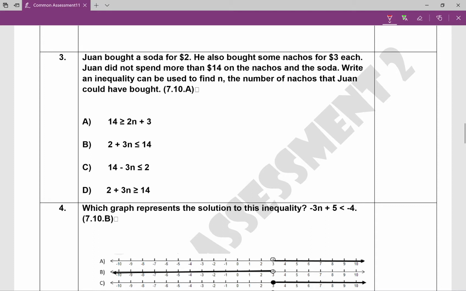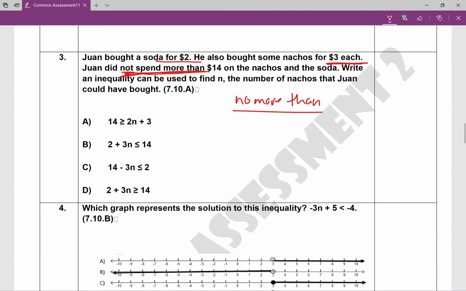So Juan bought a soda for $2, and he also bought some nachos for $3 each. Remember, when we have the word each, that's where the variable goes. That's the X. So we also know that he bought a soda. Now, Juan did not spend no more than. That's the same thing as no more than. I know these two words are separated by the word spend, but the whole thing is that. So what sign are we using? Is it the one with the open circle or closed circle?